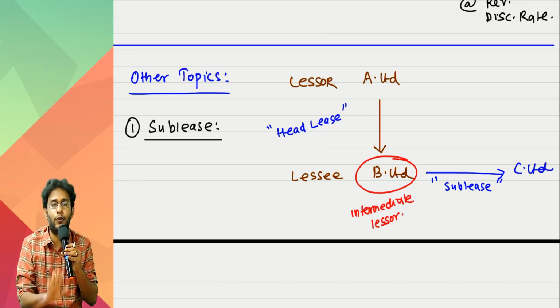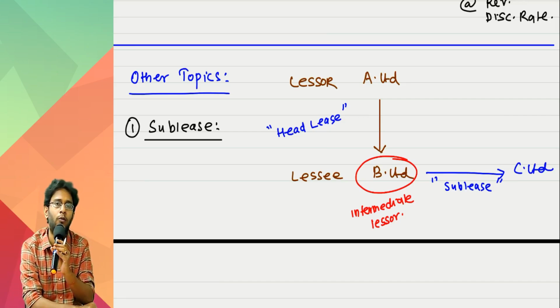Now forget about sublease for now. So normally, in B Limited, what accounting is happening?